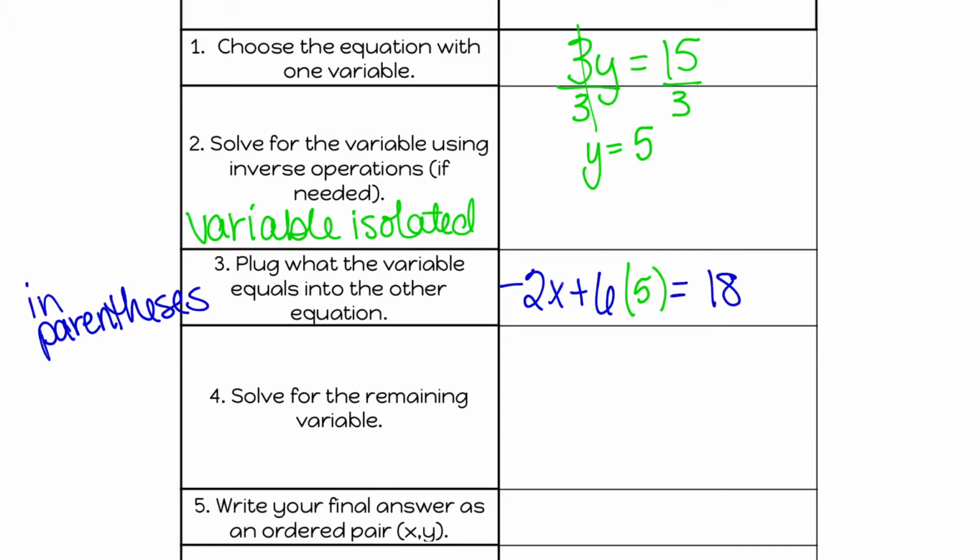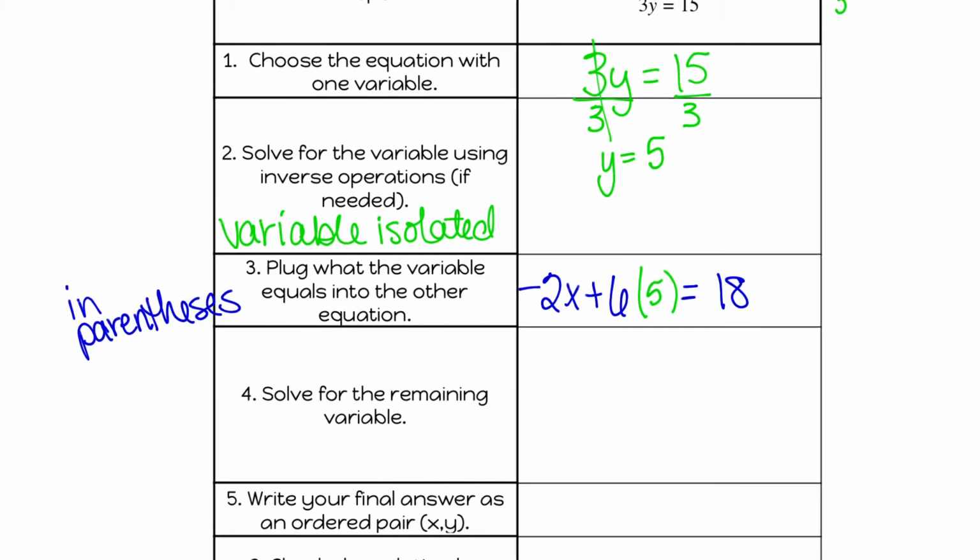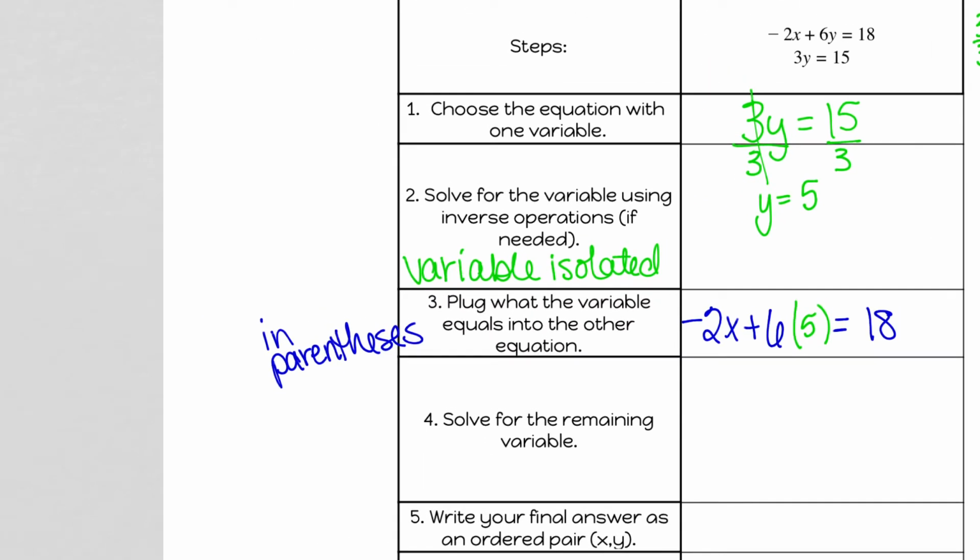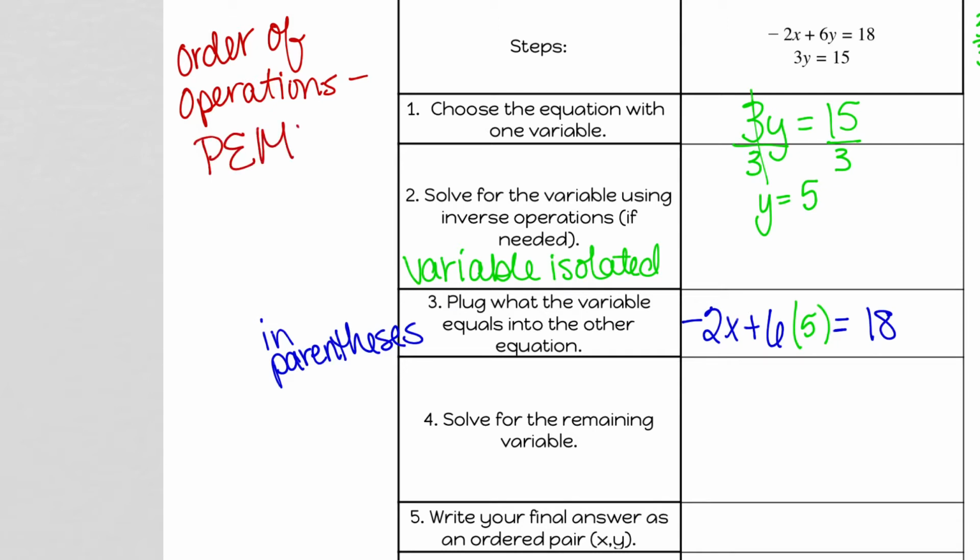Now we're going to solve for the remaining variable. We have to remember when we're solving for anything, we have to remember our order of operations. An easy way to remember our order of operations is to use PEMDAS, which stands for parentheses, exponents, multiplication, division, addition, and subtraction.